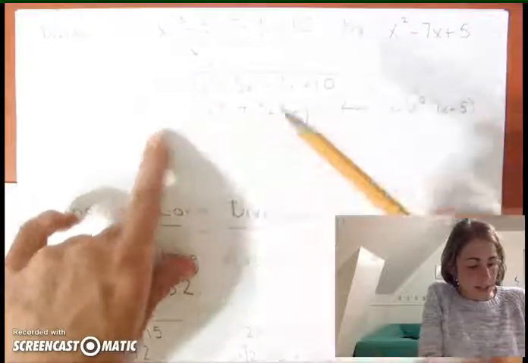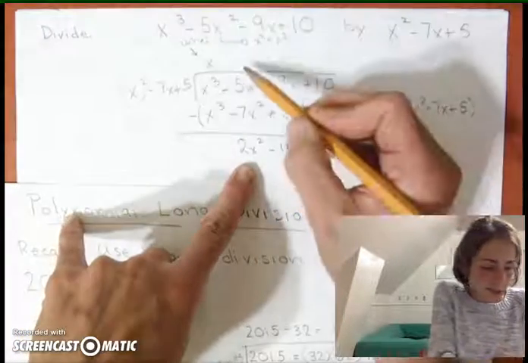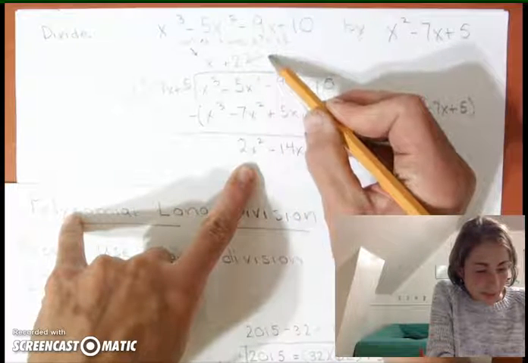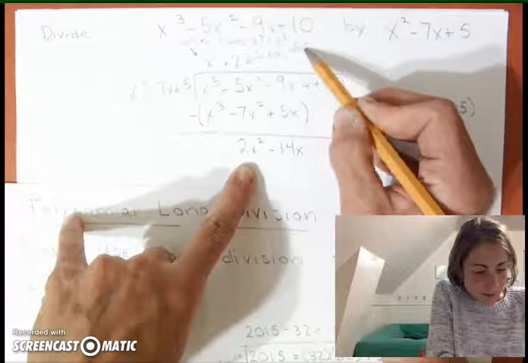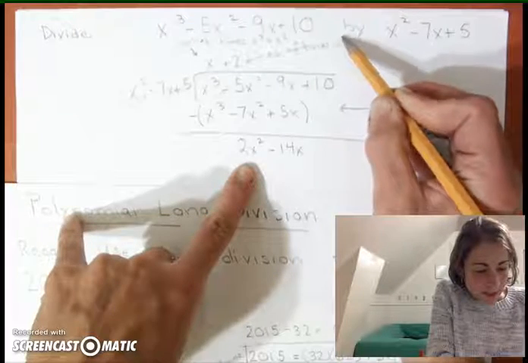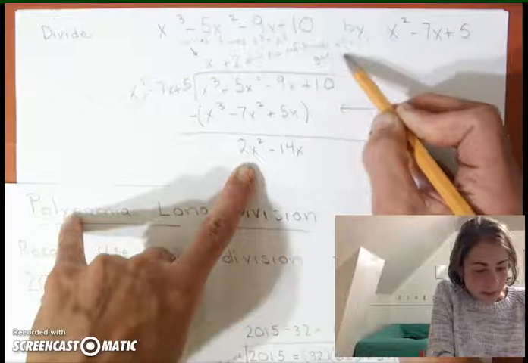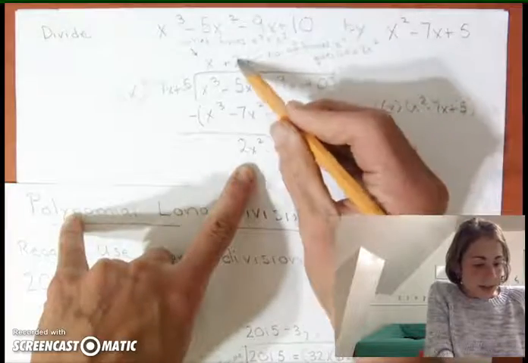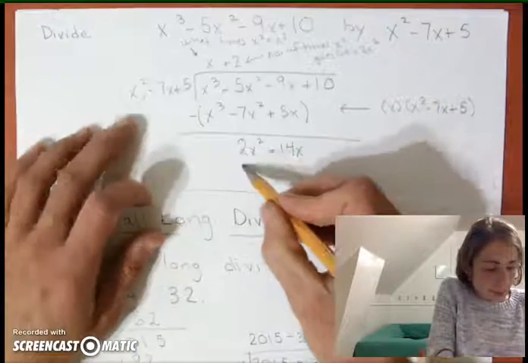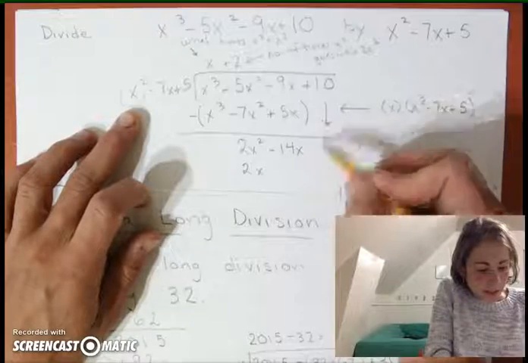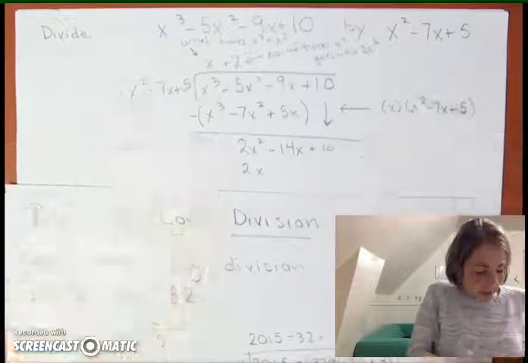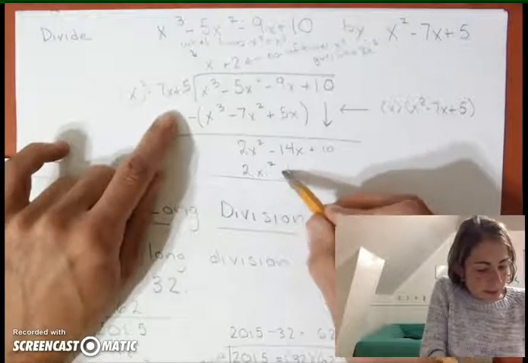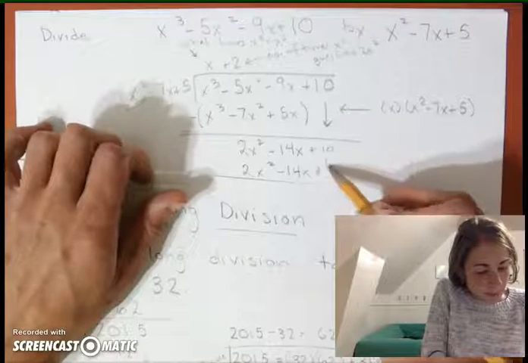I look to see x squared, how many times does that go into 2x squared? That's just 2. So this is the number of times x squared goes into 2x squared. So now I have to do 2 times this expression again. So I get 2x squared. Oh, and I carried this 10 down, just like I carried the 5 down before. So I do 2x squared minus 14x plus 10.